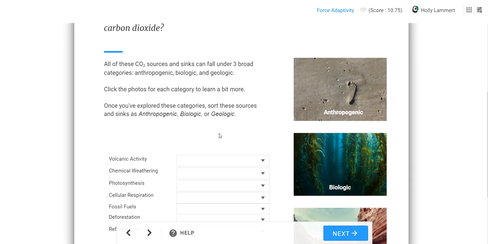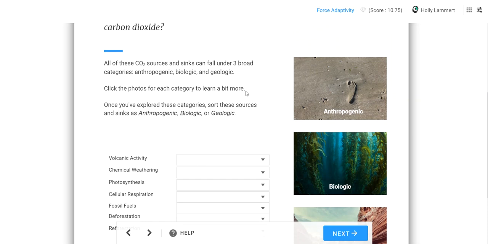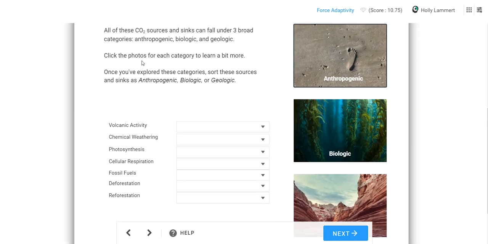All right, now we get to look at some of these sources and sinks in three big categories. Anthropogenic, we should know this word by now. Anthro meaning man or human caused, genic, generated. Biologic or geologic, so from life or from rocks. Click the photos for each of the categories to learn a little bit more. Once you've explored these categories, sort the sources as either anthropogenic, biologic, or geologic. Okay, so let's start with anthropogenic.